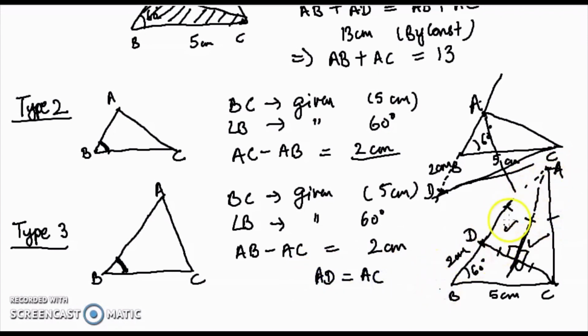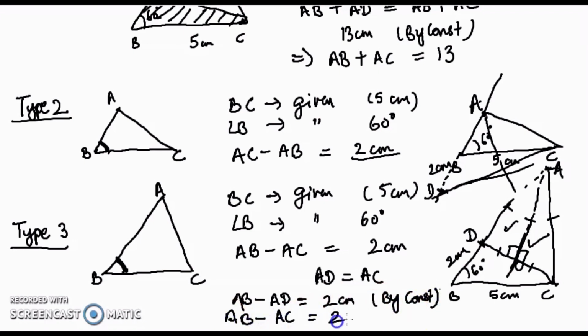So therefore, AB minus AD is 2 centimeter. AB minus AD, this is by construction. So therefore, AB minus AC is also 2 centimeter because AD and AC are equal. So that is the justification. Same way you can justify this also by using isosceles triangle property.